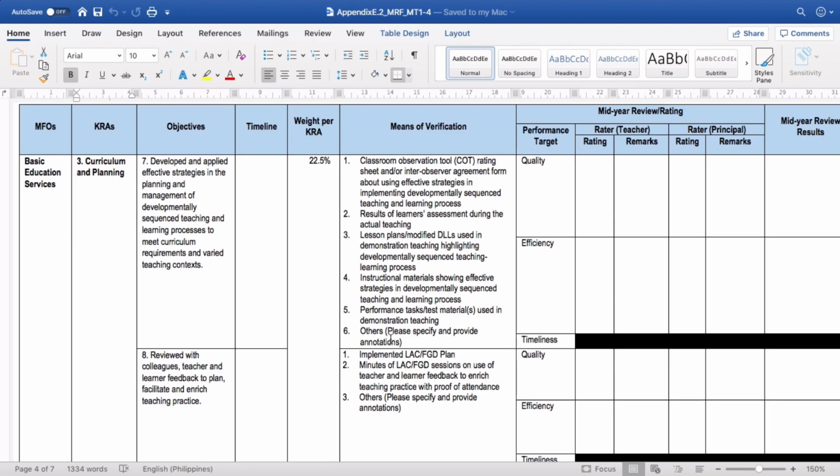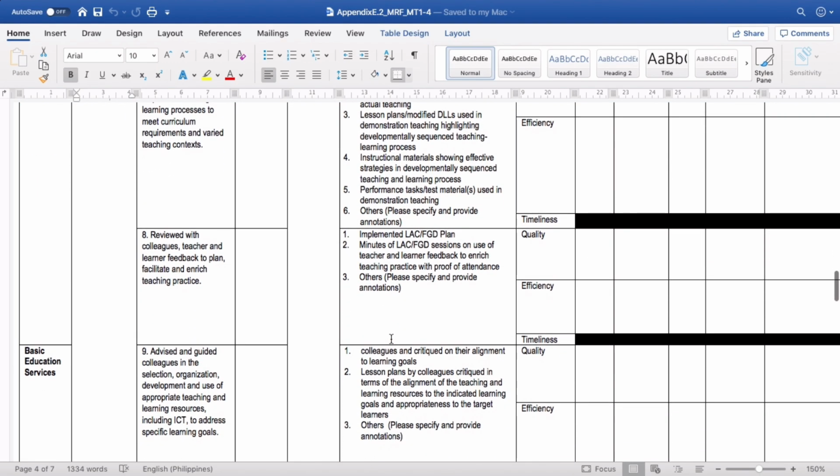Objective 8. Reviewed with colleagues, teacher, and learner feedback to plan, facilitate, and enrich teaching practice. Implemented LAC or the FGD plan, minutes of the LAC or FGD sessions, and others.